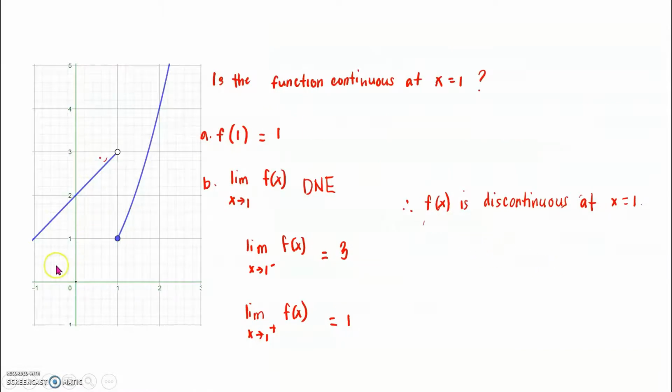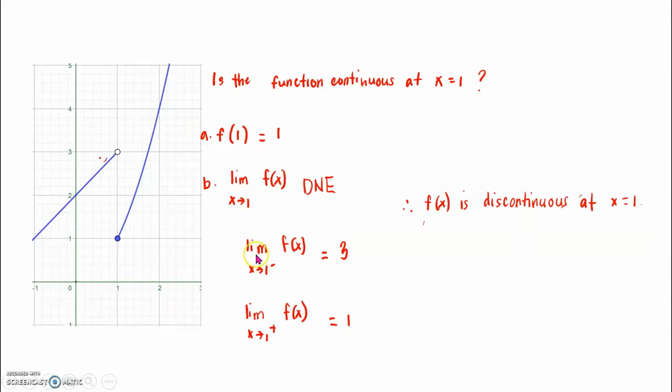Next, we have here a piecewise function. Now checking the three conditions of continuity. Is the function continuous at x equals 1? So we have here f of 1. f of 1 is filled in at that point. So f of 1 is equal to 1. Now, the limit of f of x as x approaches 1.